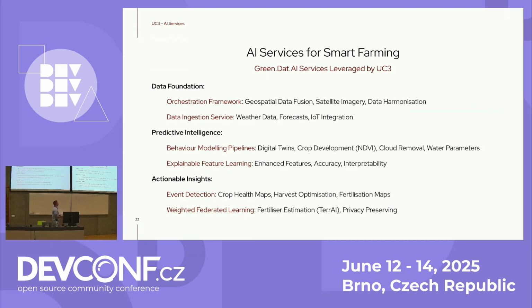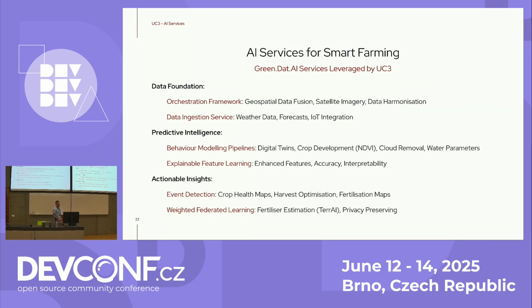And then onto predictive intelligence. So we have the behavior modeling pipeline, and that's needed to create digital twins of the fields. That helps predict crop development, and even uses advanced techniques like cloud removal. So it cleans up the satellite images for a cleaner map of the fields, basically.